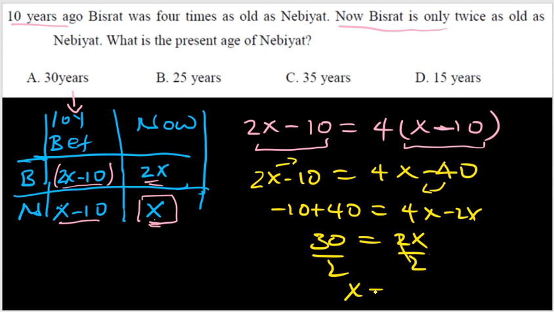So the x, which is the present age of Busrat, will be 15. So the question is asking, what is the present age for Nabiat? That is x, which is 15. The answer will be D.